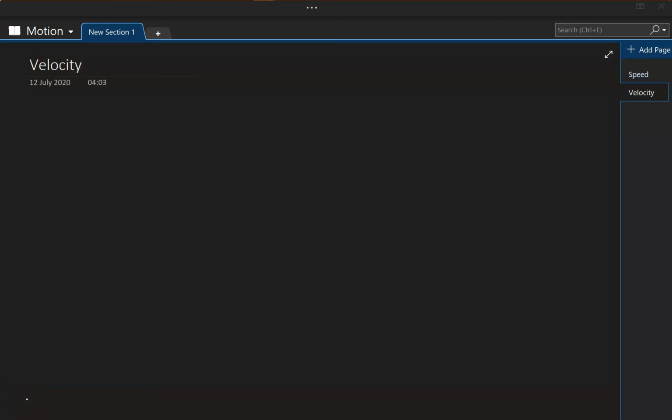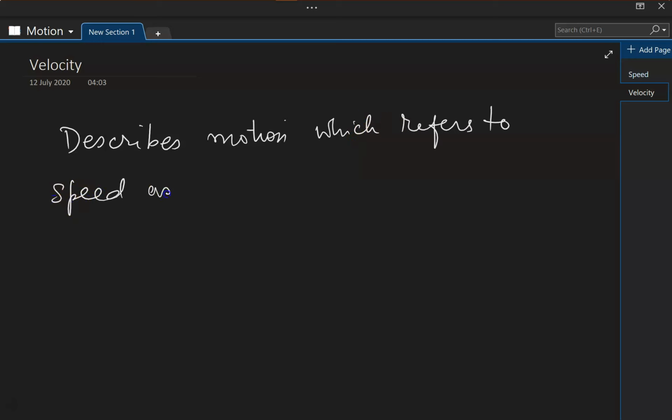Velocity. This describes motion which refers to speed as well as the direction. We have already seen speed. Now, what does it mean when we say it refers to speed as well as the direction? To understand this, we need to have an understanding of another term called displacement.